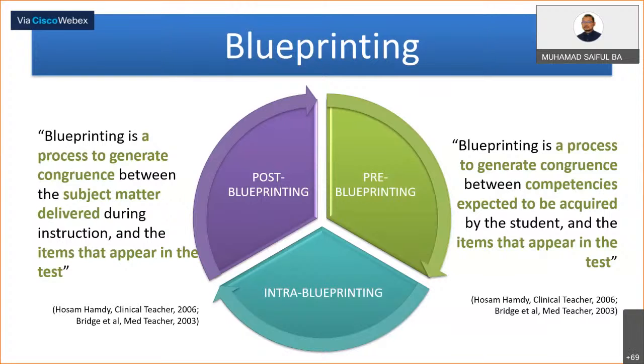And this process will generate congruence with the competency expected to be acquired by the student. Remember the competency. And then what will be the possible items that are able to assess those competencies at the right level of cognitive, or maybe other psychomotor, or even the affective.